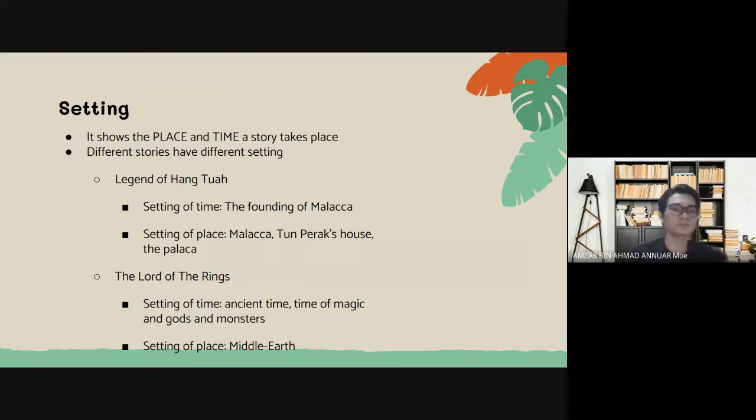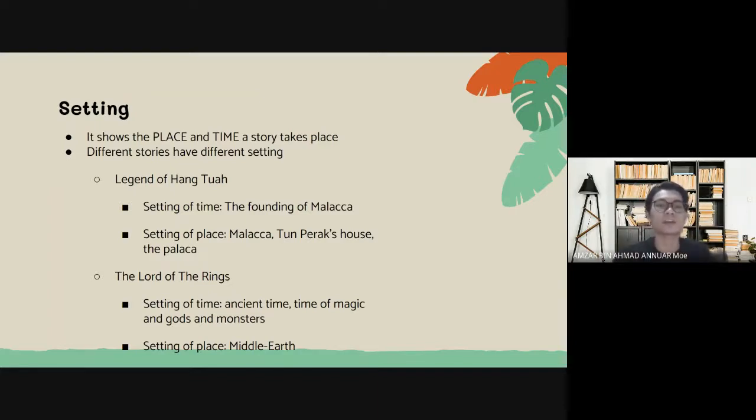Okay. Now the setting of time for this story is the founding of Melaka, when it was first formed. Okay. Mungkin tak ada tahun sebab kita tak tahu tahun bila cerita Hang Tuah ni. Tak tahu. Okay. So kita cakap pasal bila cerita ni berlaku pada zaman kehebatan Melaka dulu, sebelum dia masuk dalam Malaysia, pada zaman dulu, once upon a time.